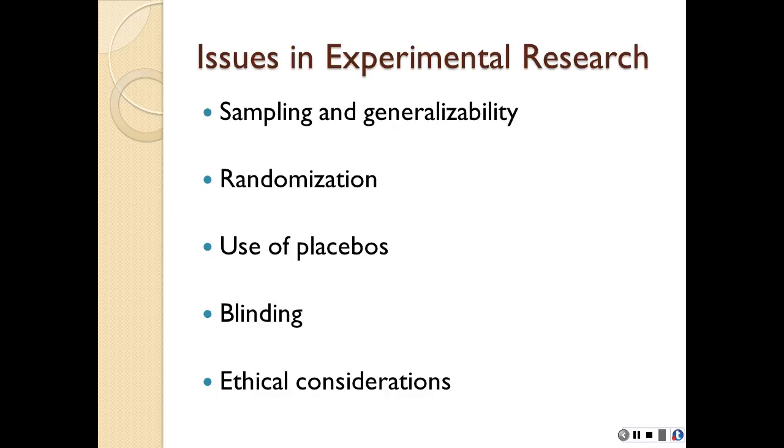Why can't you randomly sample at the beginning, then randomly assign? Theoretically you could. It's not an impossible task, but logistically it's pretty impossible. So let's say you are looking at people with diabetes. If you truly wanted to randomly sample, you would have to do some type of really sophisticated sampling out of everybody in the entire United States.